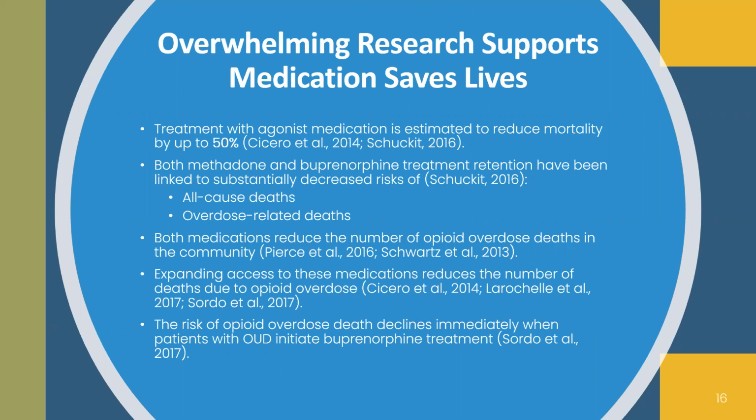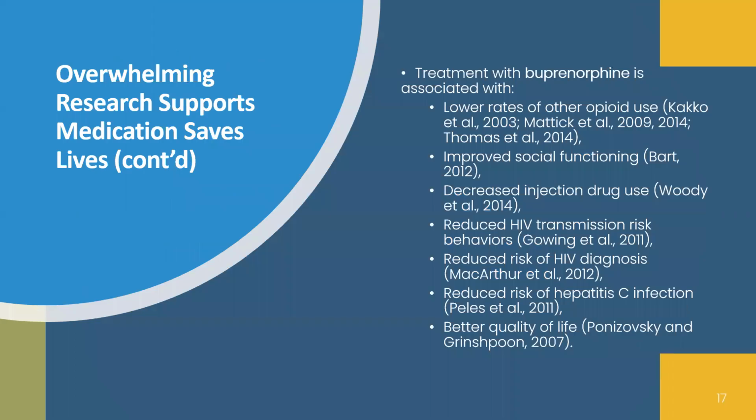It's been found that medication like buprenorphine is estimated to reduce mortality by up to 50%. It's been linked to reduced risk of overdose deaths, and the risk of opioid overdose death declines immediately when patients with opioid use disorders are initiated with buprenorphine treatment. Furthermore, buprenorphine is associated with improved social functioning, decreased IV drug use, reduced HIV transmission, HIV diagnosis, and better quality of life overall.